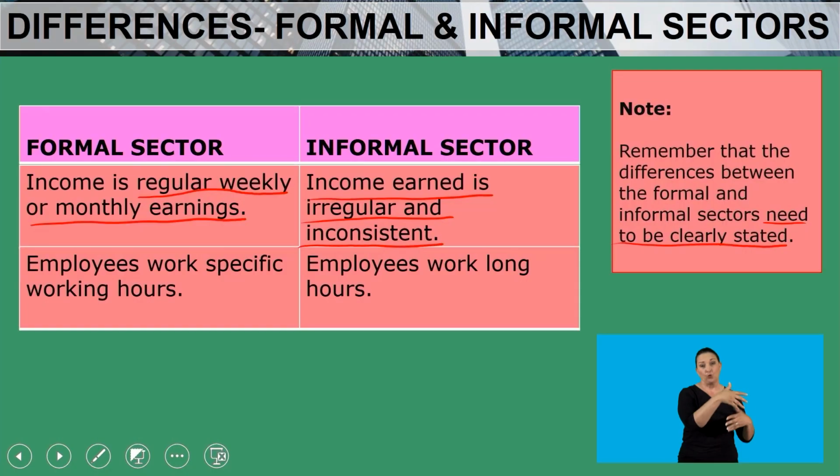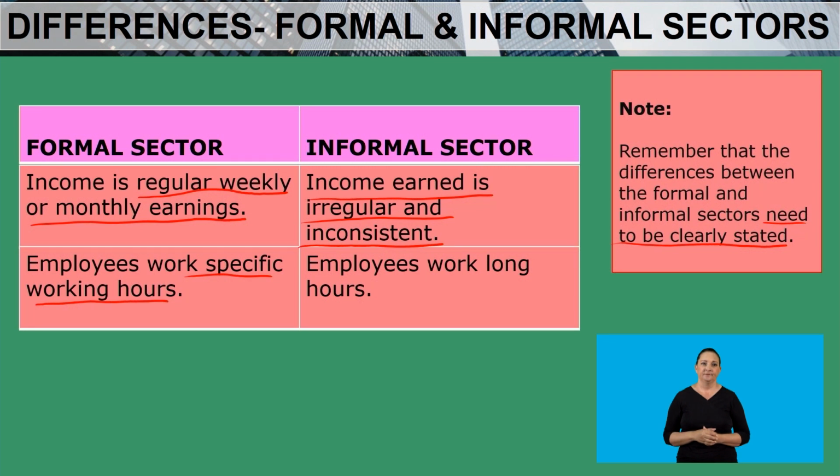So in this instance, the income is not regular. Why? Because business is not consistent. Sometimes business is making money, sometimes it's not making money, and it's not registered, so you've got nowhere to complain. But with the formal sector, it's registered and employees are protected by law. So that's why they are getting their income on a regular basis, which can be weekly or it can also be monthly. Employees work specific working hours under the formal sector.